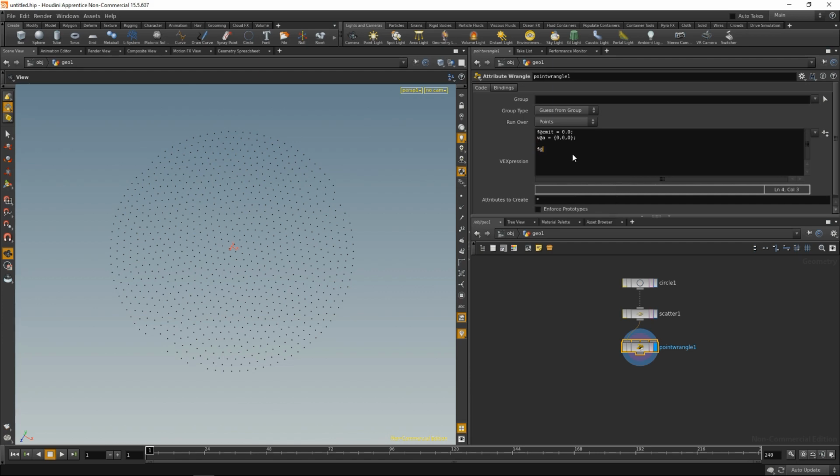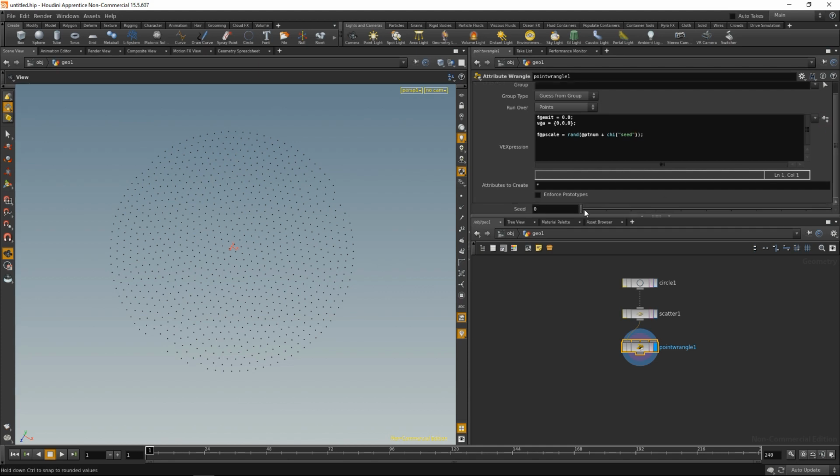So add a float called p-scale and make it a random number, and use our current point number plus a channel with an integer that we will call seed as our seed for our random generator. Let's click this button here to create the slider, and we can see we got our integer slider here, so we can change the seed. Also, just for quick scaling purposes, I'm gonna scale the p-scale by a factor, so I multiply it times 0.4 just to scale it down a bit.